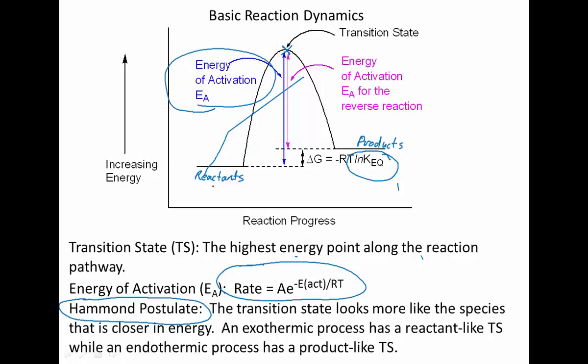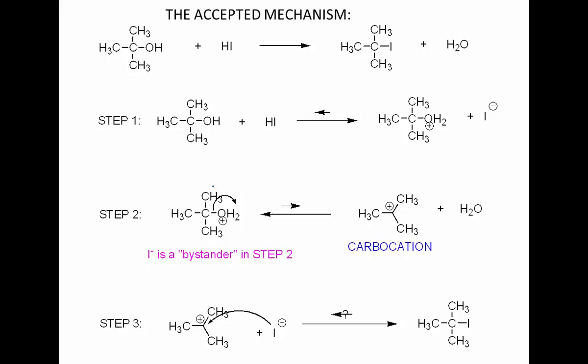Okay, so let's see what this means as far as the mechanism goes. This is the generally accepted mechanism, and I'm demonstrating it here on the reaction of a tertiary alcohol with hydroiodic acid. Okay, this reaction of tertiary butyl alcohol with HI produces tertiary butyl iodide and water.